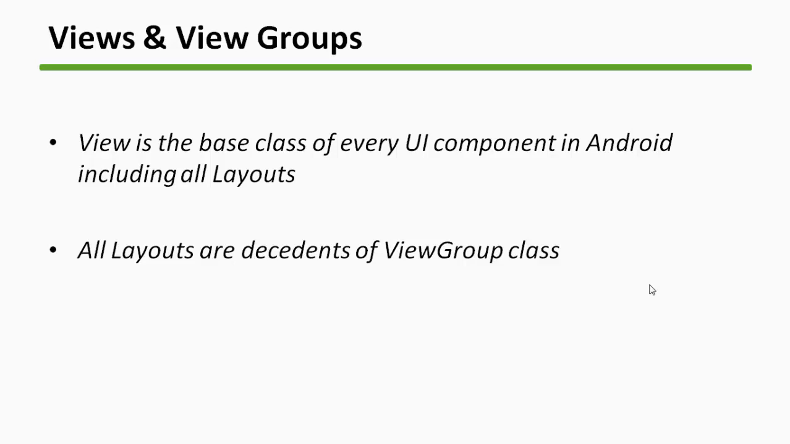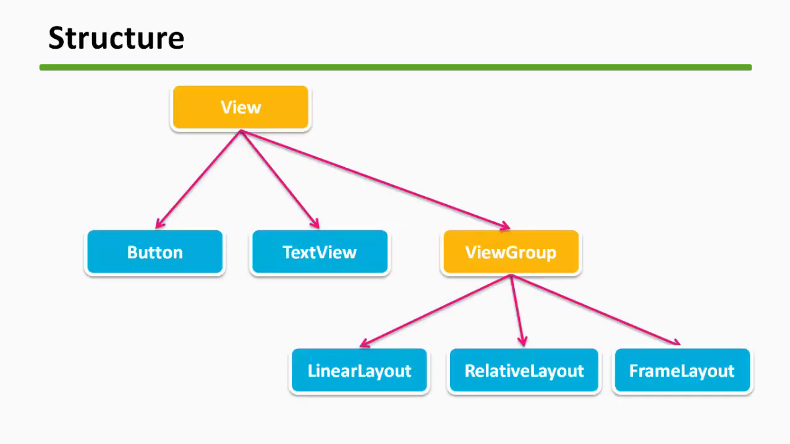When we talk about a view, it could be anything. When we talk about a button, it's a view. When we talk about a text view, it's a view. When we talk about a radio button, a checkbox, or anything that can be shown on the screen to the user, that is a view, including the layouts, linear layouts, relative layouts, frame layouts. They are also views, but they have a subparent that is called a view group.